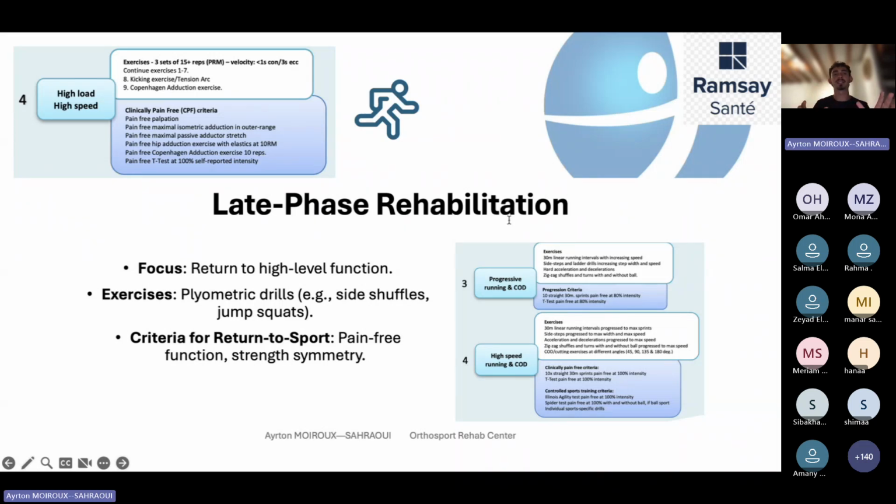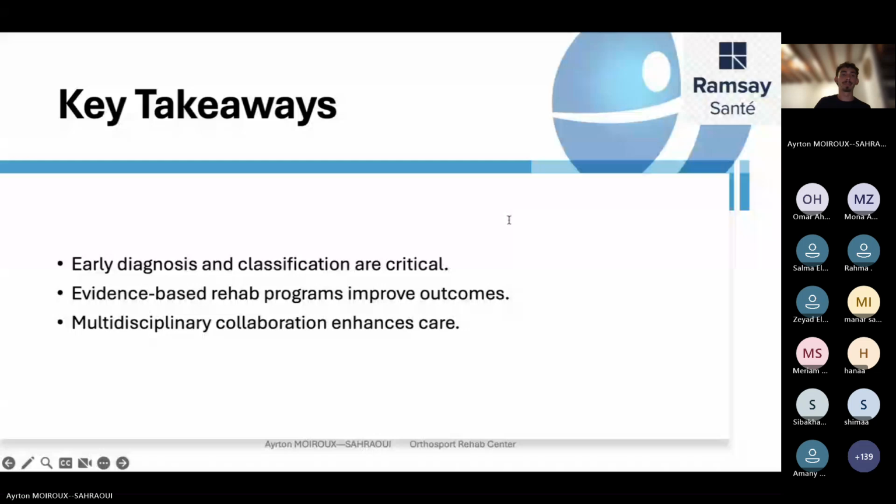So this phase is maybe the longer phase because that's where the patients go off the gym and until he can be as performant as before his injury. Okay? So, oh, I was quick today.